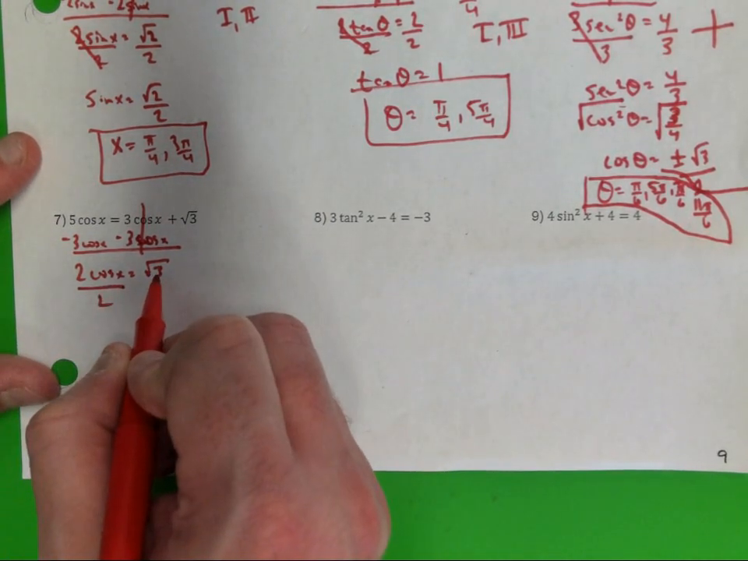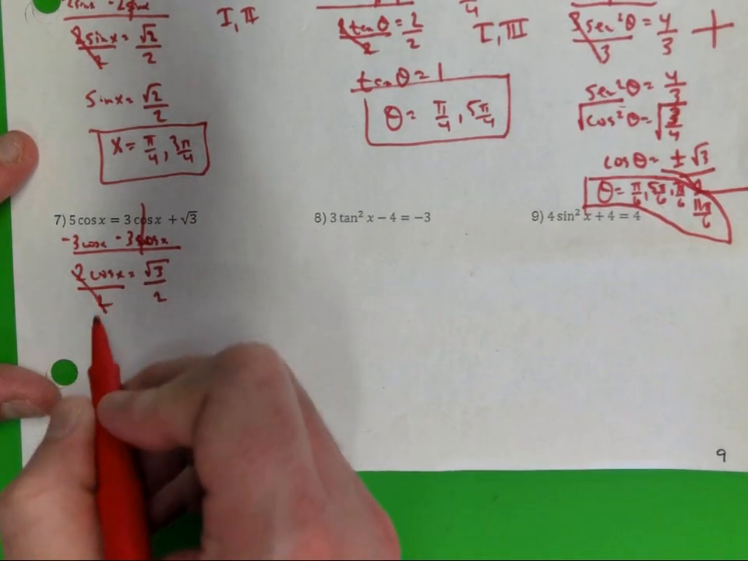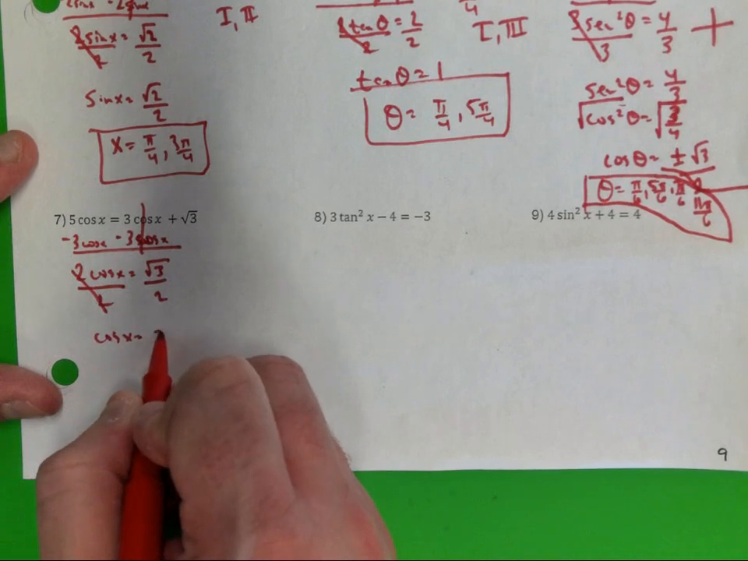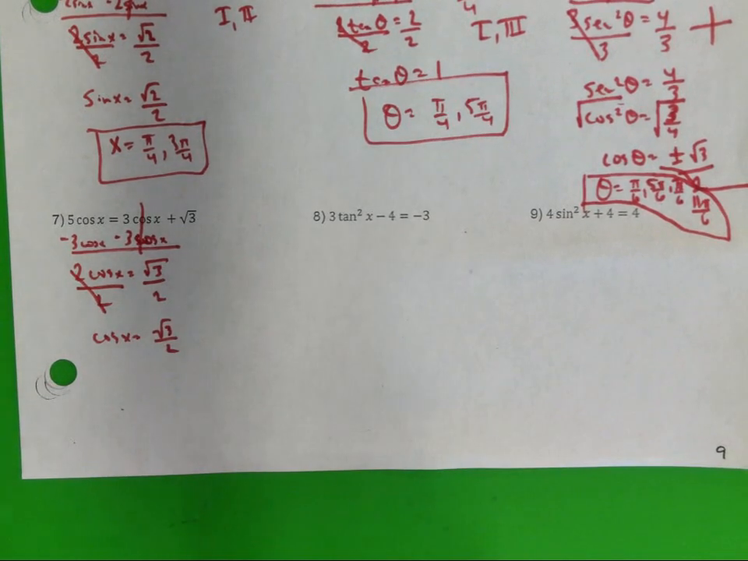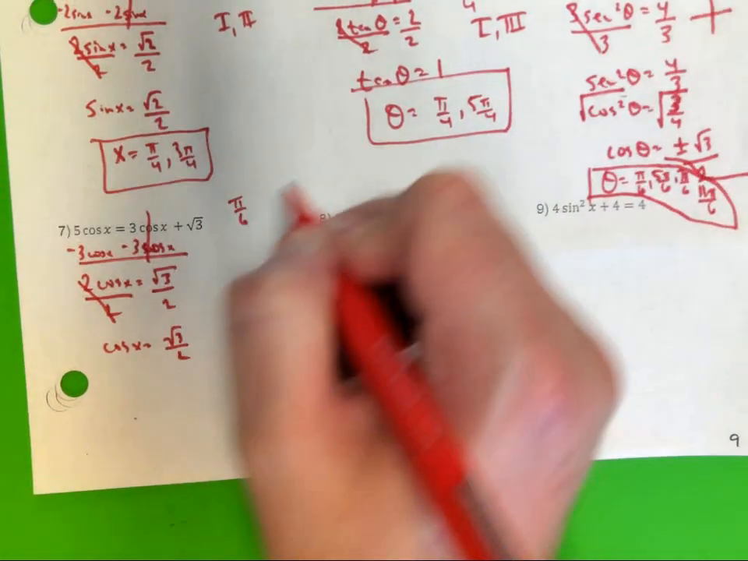Now you didn't take the square root of that. That was already a square root, so you do not need to put plus or minus, okay? You didn't do it. Cosine x equals square root of 3 over 2. Once again, this is the x value, square root of 3 over 2. That's going to be pi over 6.